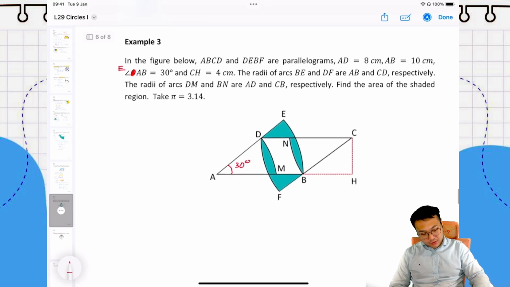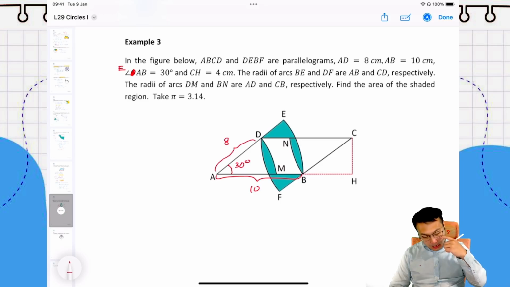Okay. So in the figure below, you have parallelograms. You have AD equals 8 cm, AB is 10 cm. Okay, AB is 10 cm, AD is 8 cm. Okay, the radius. Okay, find the area of the shaded region. So we're just trying to find the area of the shaded region.